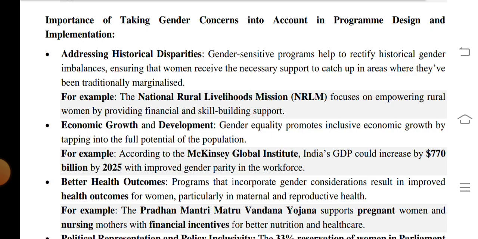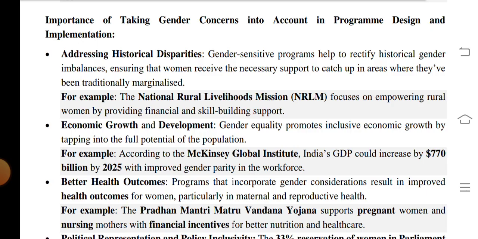Economic growth and development: gender equality promotes inclusion in economic growth by tapping into the full potential of the population. For example, according to the McKinsey Global Institute, India's GDP could increase by 770 billion by 2025 with improved gender parity in the workforce, and better health outcomes.